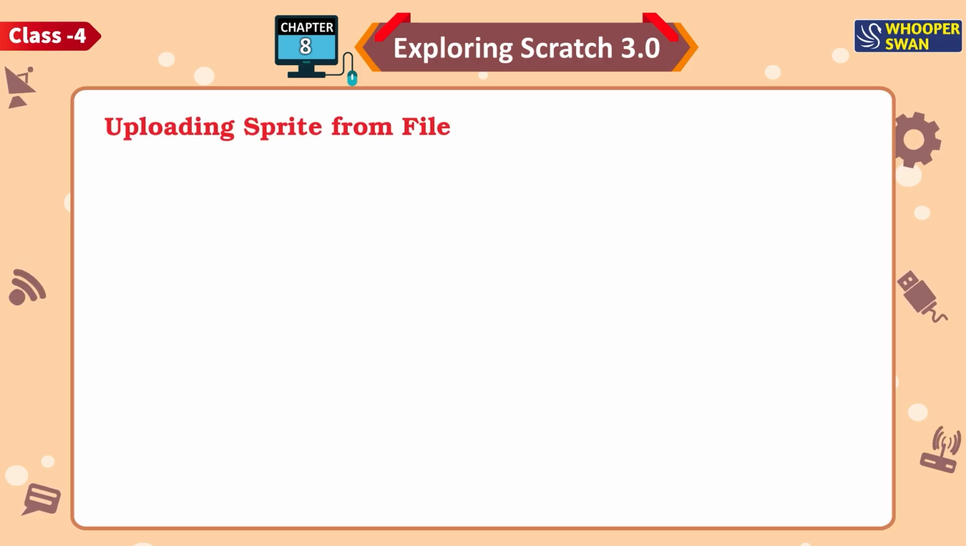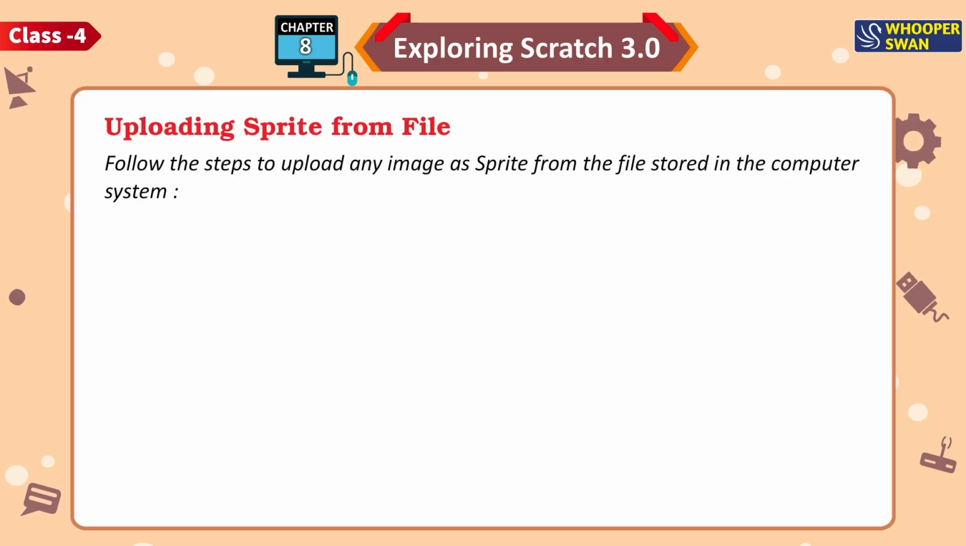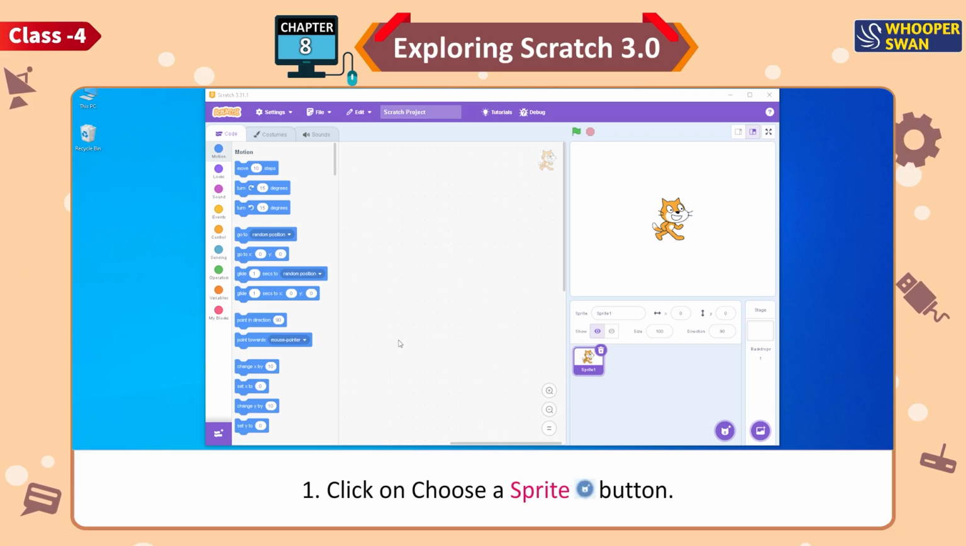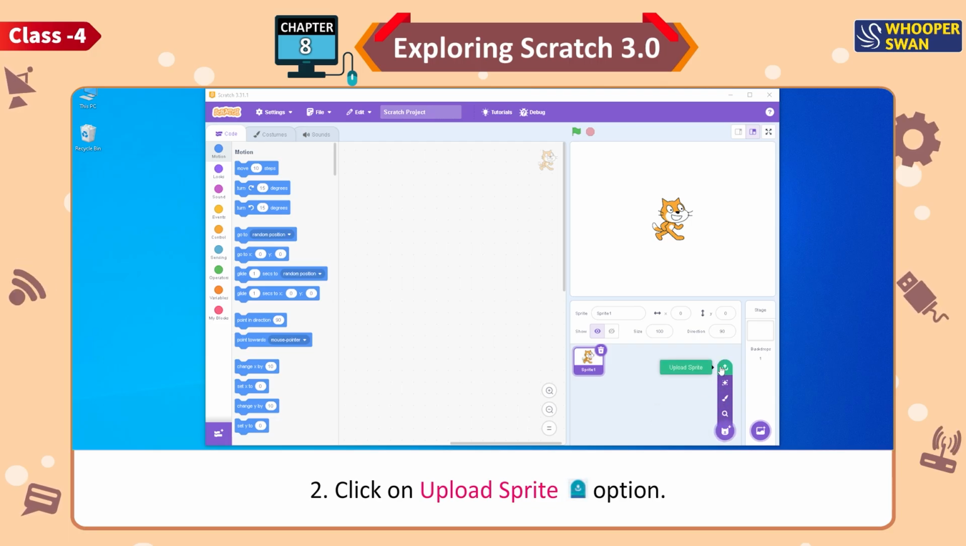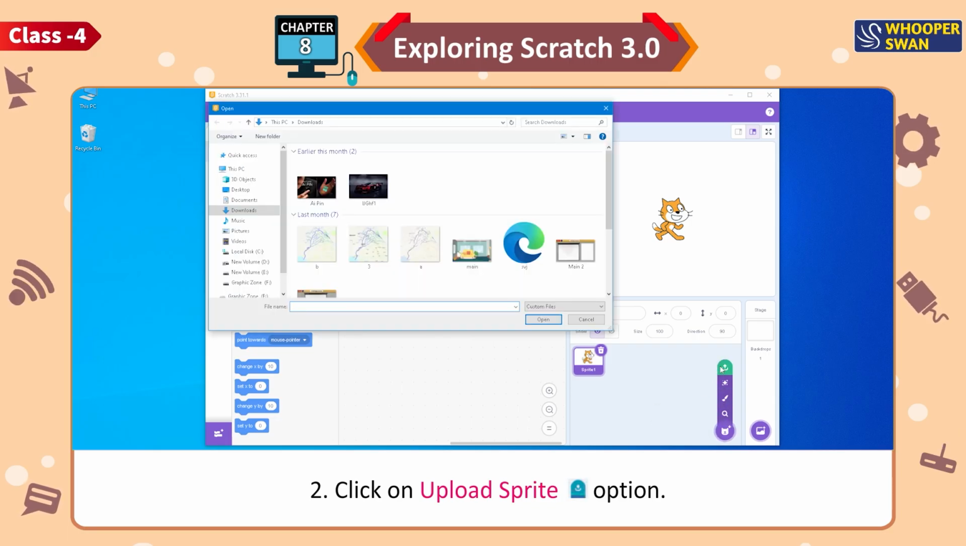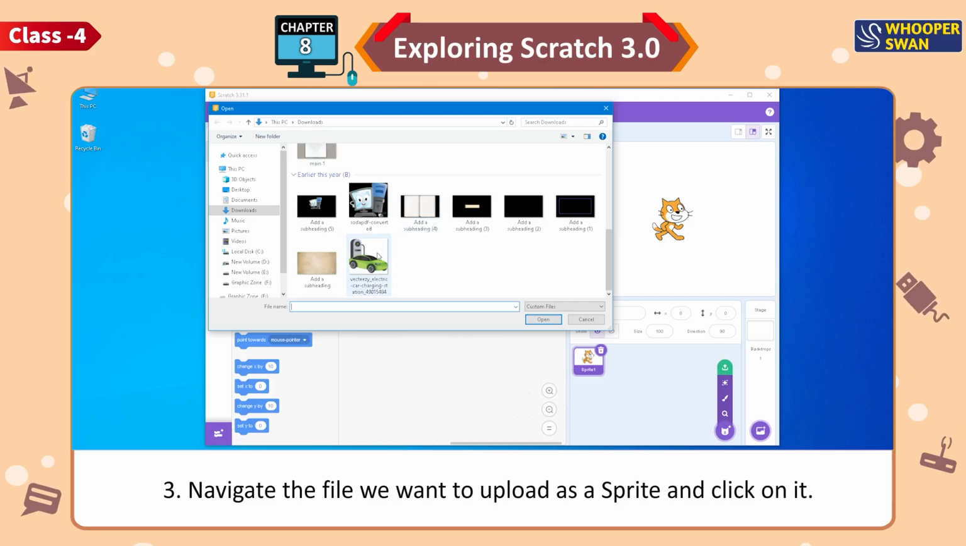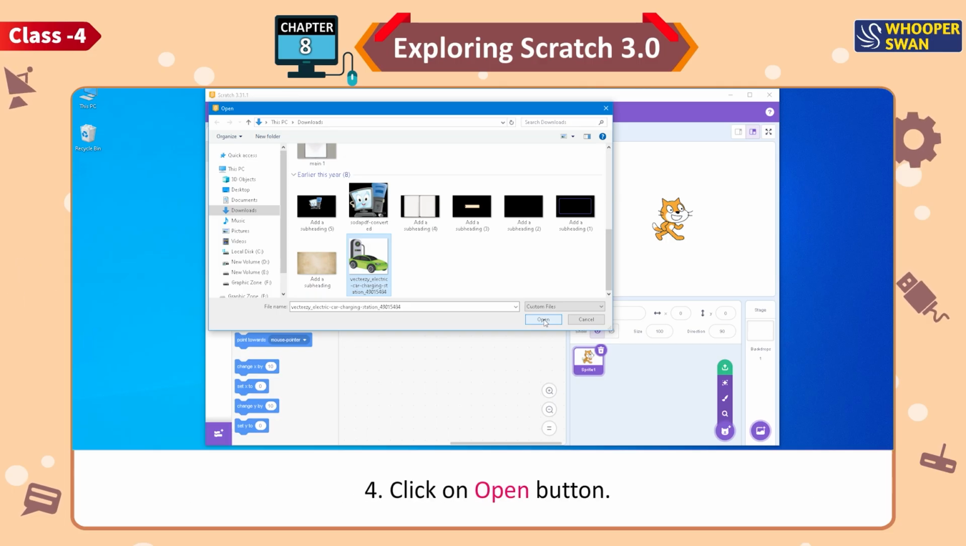Uploading sprite from file. Follow the steps to upload any image as sprite from the file stored in the computer system. Step 1. Click on Choose a Sprite button. Step 2. Click on Upload Sprite option. Step 3. Navigate the file we want to upload as a sprite and click on it. Step 4. Click on Open button.